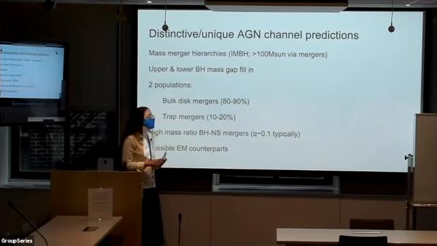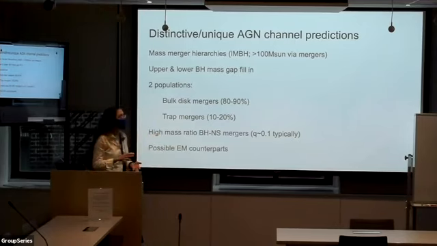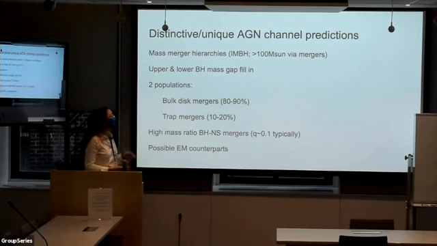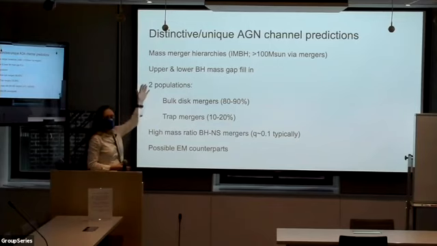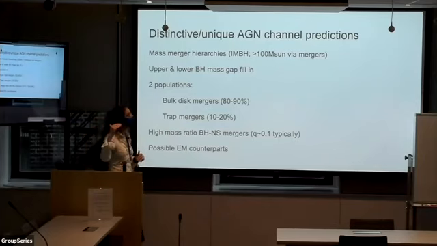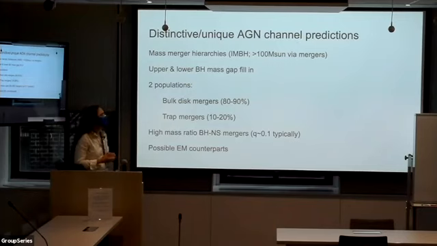The first one is that there are mass merger hierarchies. It's very easy to make intermediate mass black holes of 100 solar masses or larger via mergers. That happens, and it means that you can fill in both the upper and lower mass gaps in the black hole mass distribution. And I'll talk a little bit more about that for folks who are not familiar with those.